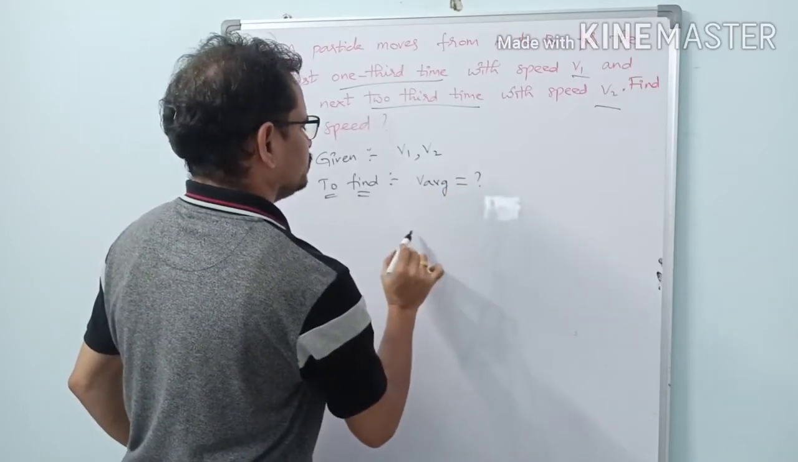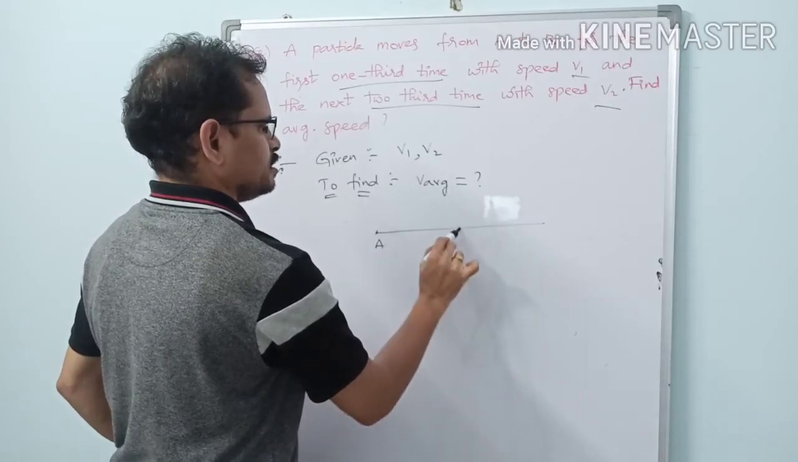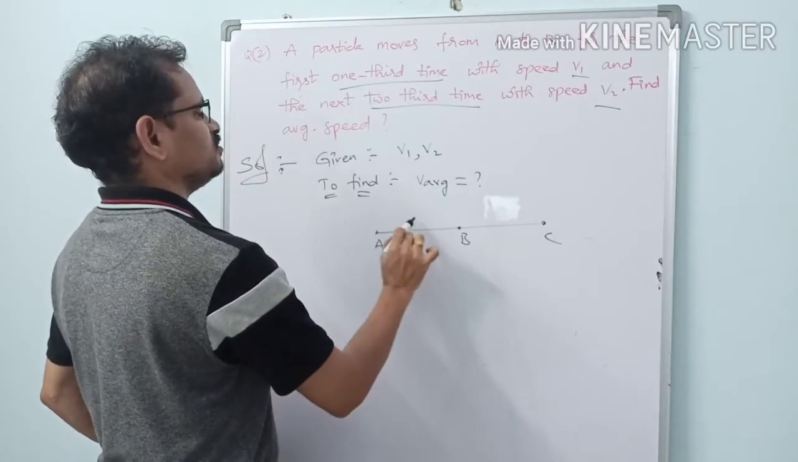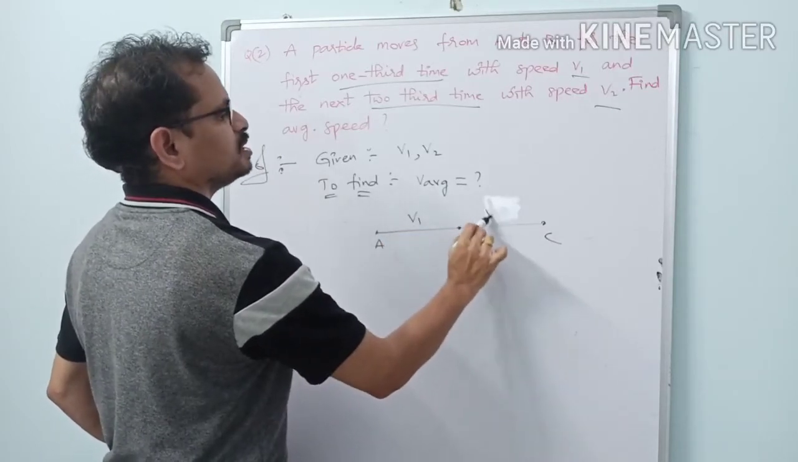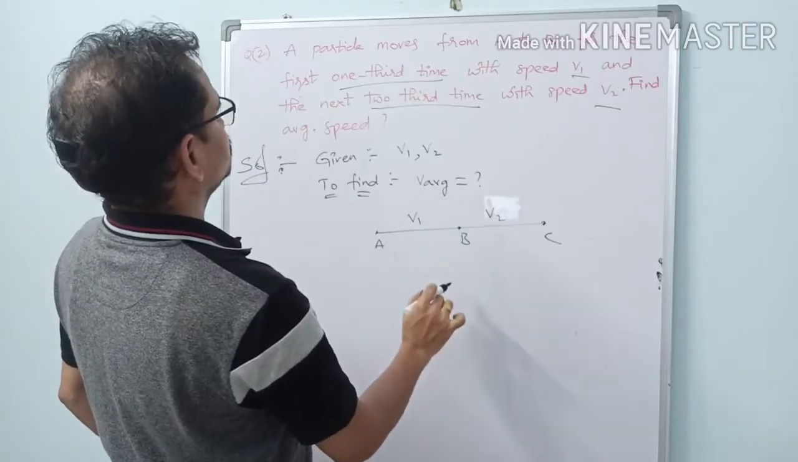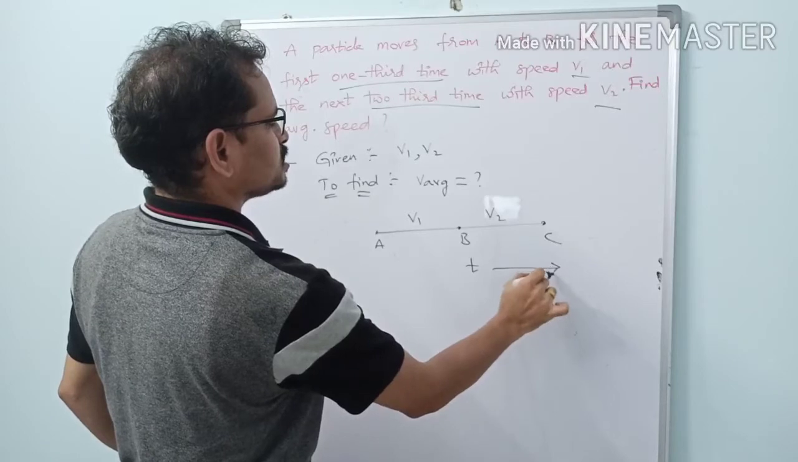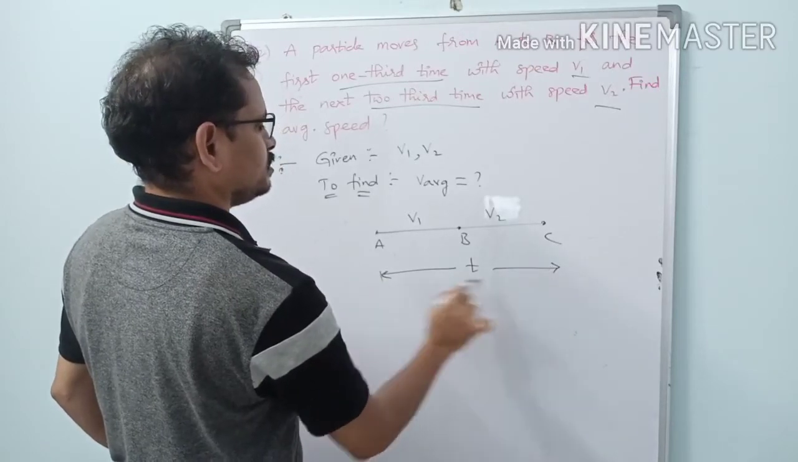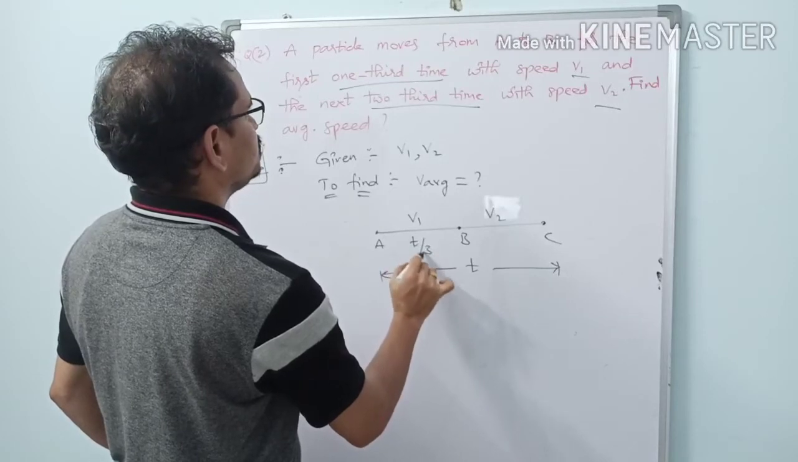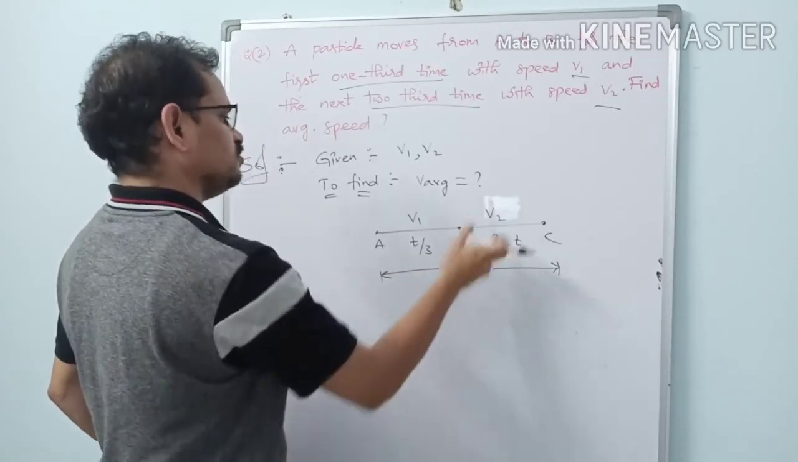So draw the diagram here. Let us draw the diagram. This is A, this is B, this is C. Two parts of journey. We are making two parts of journey. Here velocity is v1 for this part, here velocity is v2. Find average speed. Okay, so here time fractions are given, no? So let us take t as total time here. So this is t by 3 and this is 2 by 3 t, 2/3 of time, no?